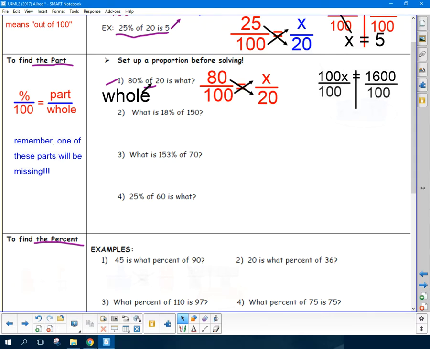And if you divide by 100, just like we have been solving proportions for a long time, you'll find that x is 16, which is telling us that 16 is 80% of 20. That's all it's saying. 16 is 80% of 20. And I know that because I've compared it in a proportion.